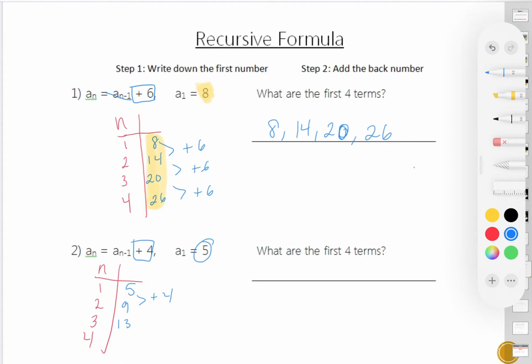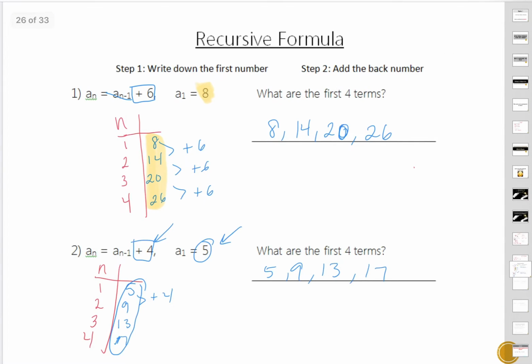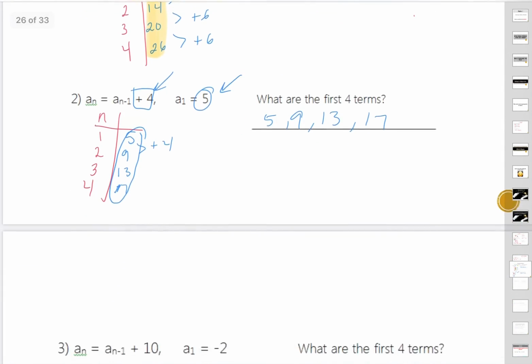Add 4 again, that's 13. Add 4 again, that's 17. So these are the first 4 numbers in my sequence. Okay, so A1 just means where we start, and then whatever number here just means what we're adding to it. Not too bad. What are the first numbers of the sequence? We start at 5, and we're adding 4, adding 4, adding 4.